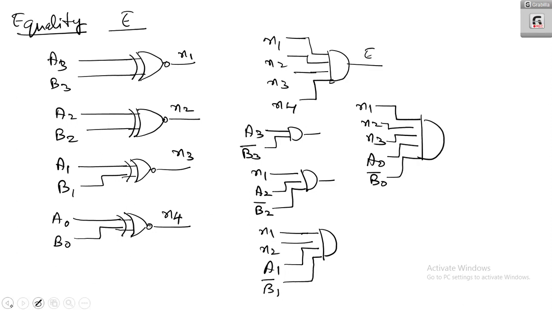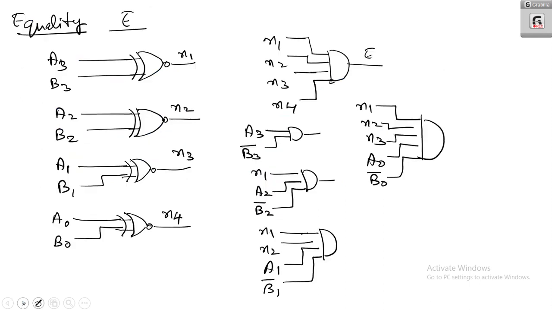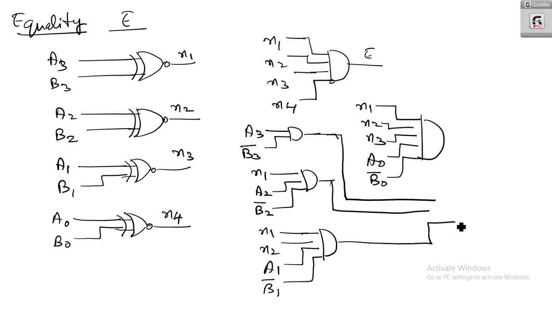now if I am summing up these five elements, that means using an OR gate, I can do it, right? So I am summing up these elements using a 5-input OR gate, so we will get greater than. This is for greater than.